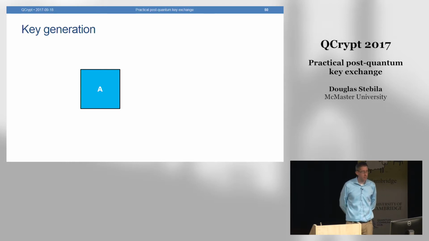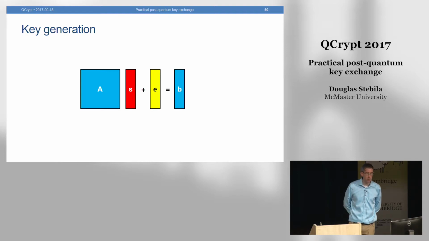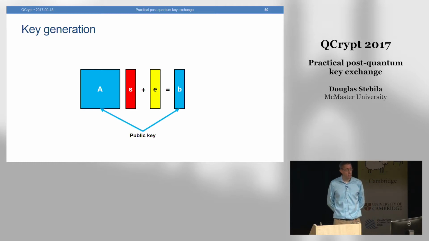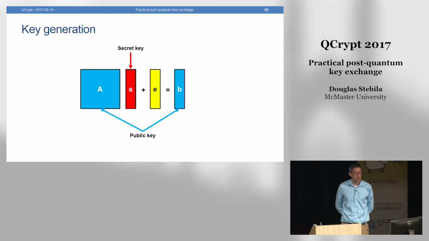So the key generator is going to pick a random matrix A, multiply it by a secret vector S, and add an error vector E to get a result vector B. These two blue components, the matrix A and the vector B, are going to form the public key, and the red vector will be the secret key. So exactly as we had in the examples that I showed you at the beginning of the presentation.